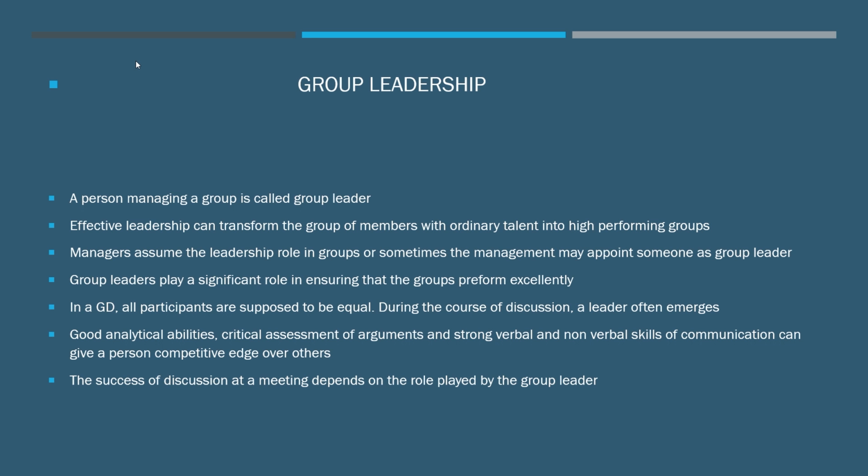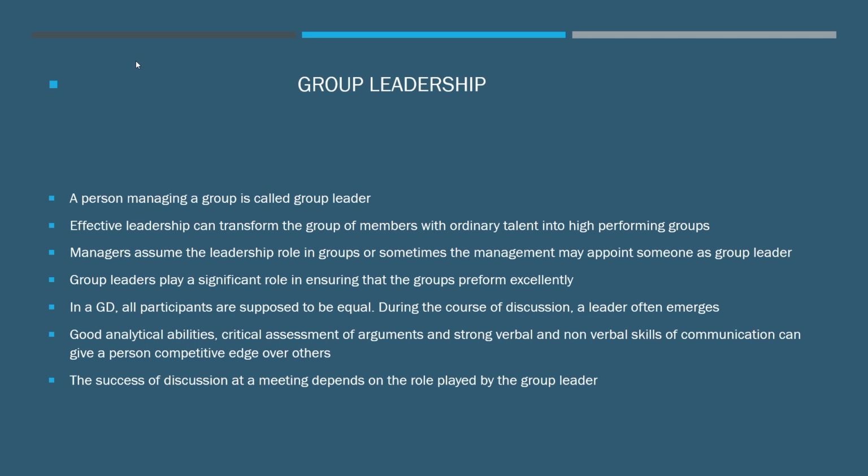Functions of a group leader. There are different functions of a group leader. Plan the meeting carefully and circulate the notice and agenda among the members. Begin the meeting at the scheduled time. Define the purpose of the meeting. Keep a check on the speakers who speak irrelevant matters and persuade inhibited speakers to express their views. Frequently summarize the points discussed and the decisions arrived at to keep the discussion on track.